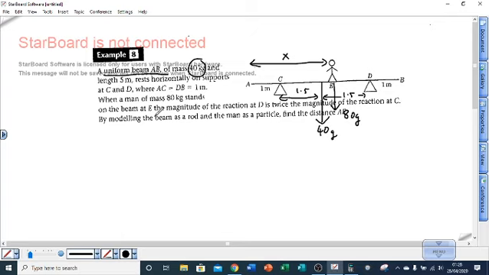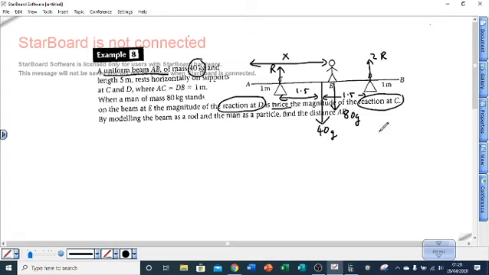Now you're also told here that the reaction at D is twice that of the reaction at C. So now I can say that I've got a force here and a force here. If I call this force here R at C, then D is twice that, so that's going to be 2R.